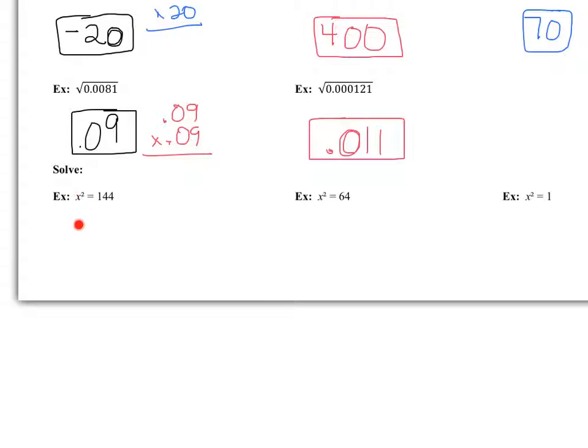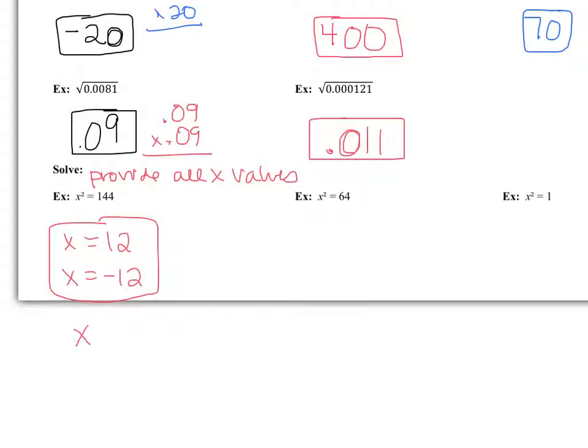When you see a problem like this that's solving, you're being asked to provide all values for x, or provide all x values. So the first number that x could be, that if you square it to get 144, would be 12. But then another number exists as well. It could also be negative 12. You could write your answer like this, or you could write your answer like this. Remember that the inverse operation to squaring is square rooting. So that's really what you're doing to both sides. It's just that you need to make sure you give both the positive and negative answers, since x could be either 12 or negative 12 in this case.